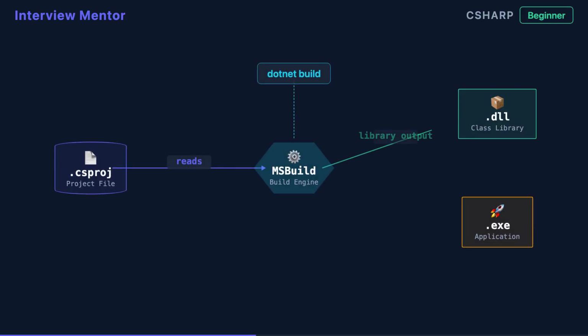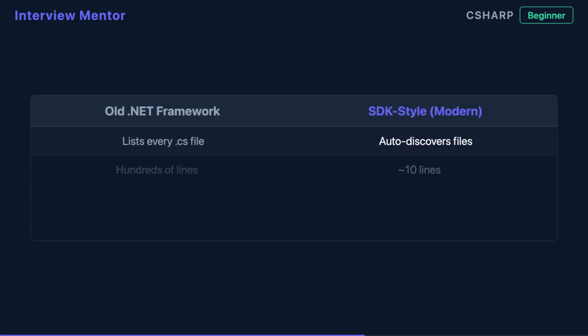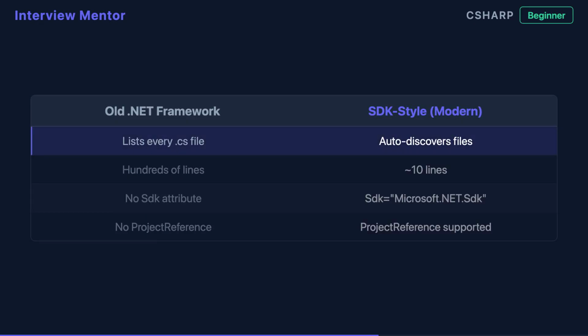When you run .NET Build, MSBuild reads the csproj and executes the build. For class libraries, it produces a .dll. For applications, a .exe. MSBuild handles compilation, package restoration, and output placement, all driven by what is declared in that file.